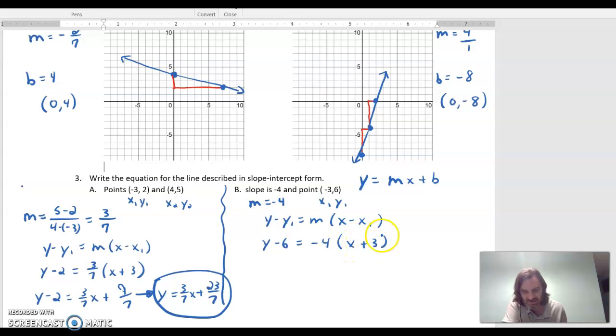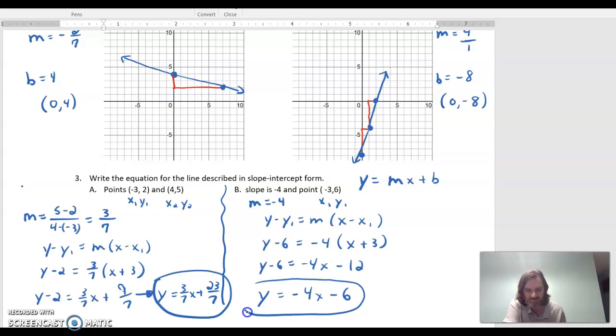So we'll go ahead and make that plus 3. So let's go ahead and distribute. Y minus 6 equals -4x minus 12. Let's get y completely by itself. So we add 6 to both sides. So y equals -4x minus 6 when we add 6 to 12. So y equals -4x minus 6. All right, there we go.